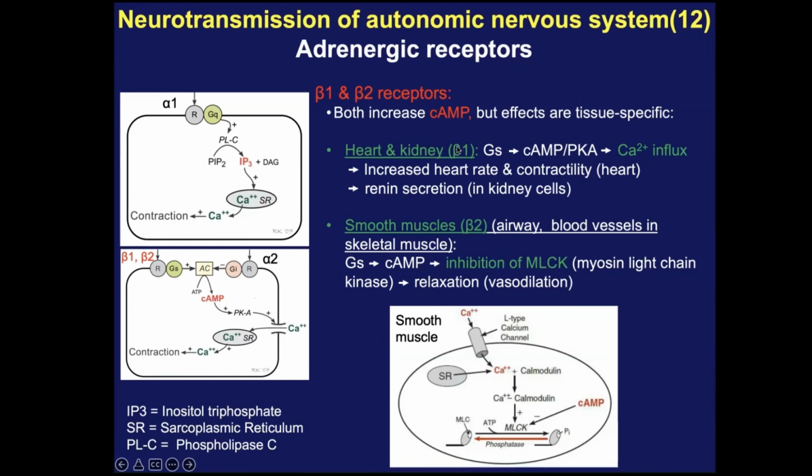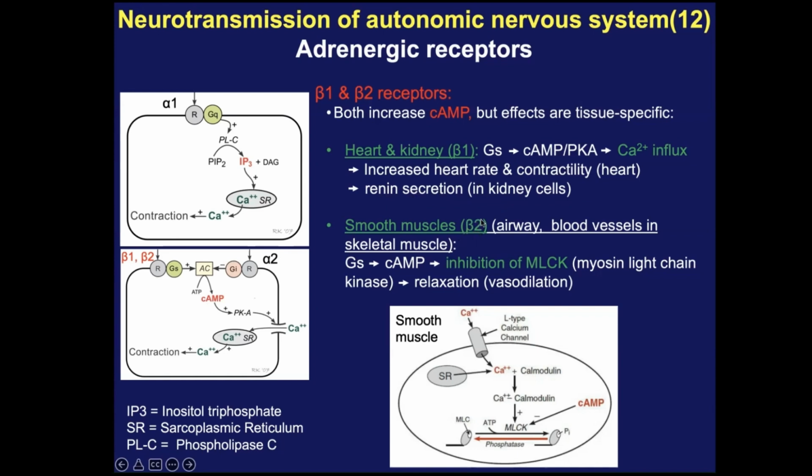In the case of the beta 1, which is expressed in the heart and in the kidney tissues, the Gs, as shown here, will increase cAMP, increase the calcium influx. In the heart, this will increase the heart rate and increase the contractility of the cardiac muscle. In the kidneys, this will stimulate the secretion of the renin from the kidney cells to the blood.